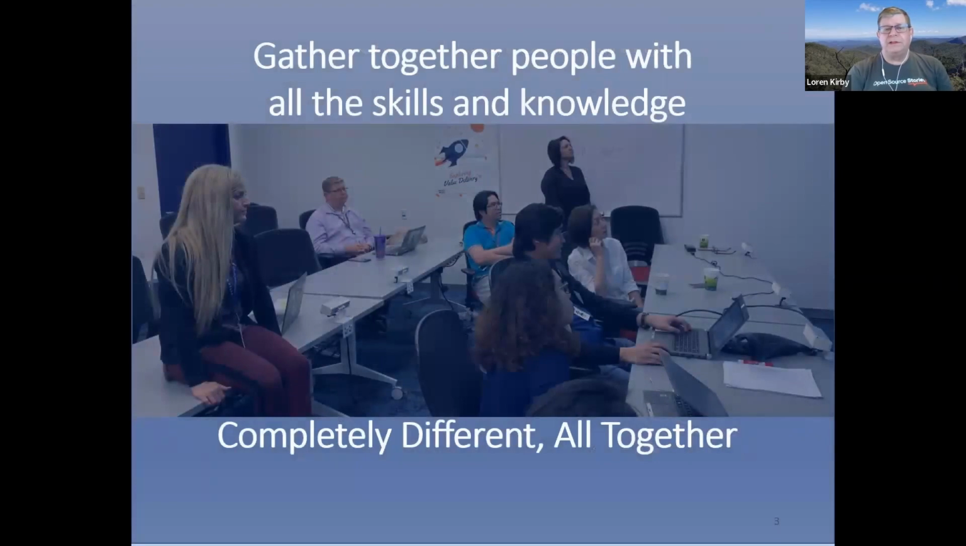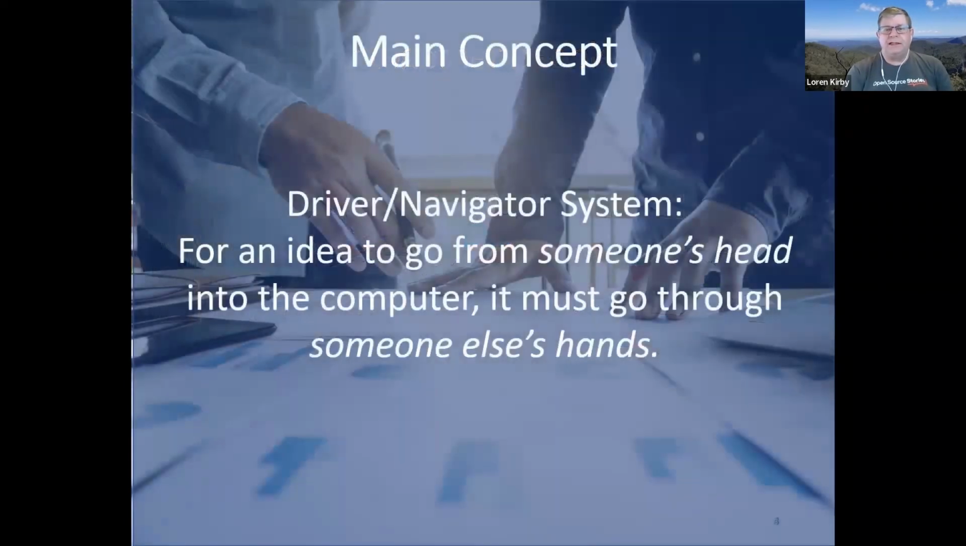So we gather all the people together who need to work on a particular problem. We get people with all the different skills and knowledge. It's completely different people working together. We've got, in some cases, a business analyst, a product owner, the Scrum Master or squad leader, and all the technical people in a room working together at the same computer on trying to solve the same problem. And the main concept is this driver navigator system where, for an idea to go from someone's head into the computer, it has to pass through someone else's hands.